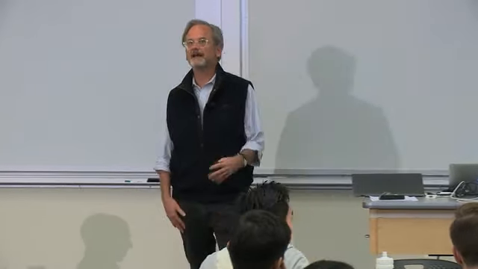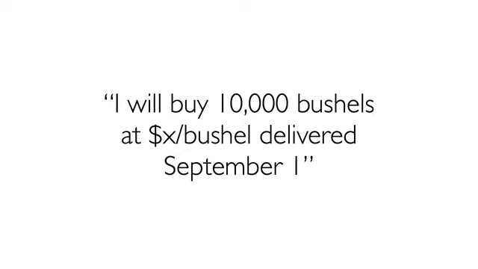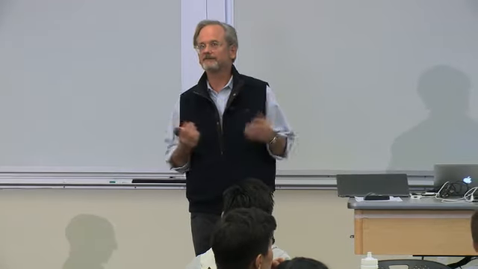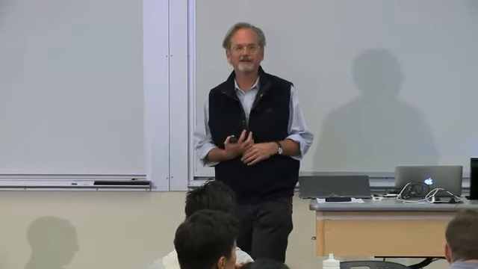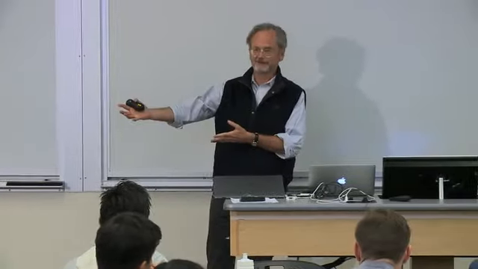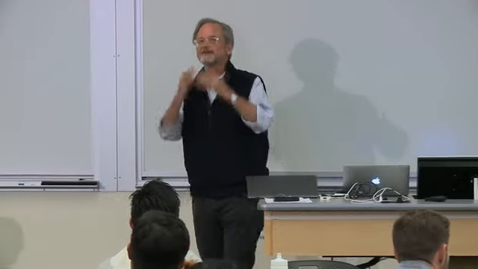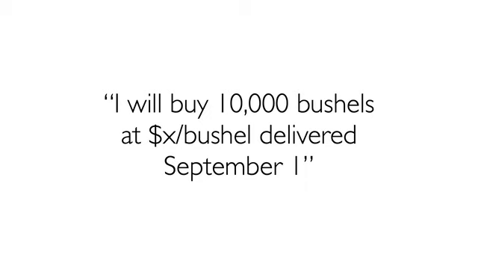So if I say I will buy 10,000 bushels of corn from you at $3.50 a bushel, turns out that is the price of corn right now. He always looks up things on the internet. I figure I should look it up before I present it. So $3.50 is the price of a bushel of corn right now, delivered September 1.